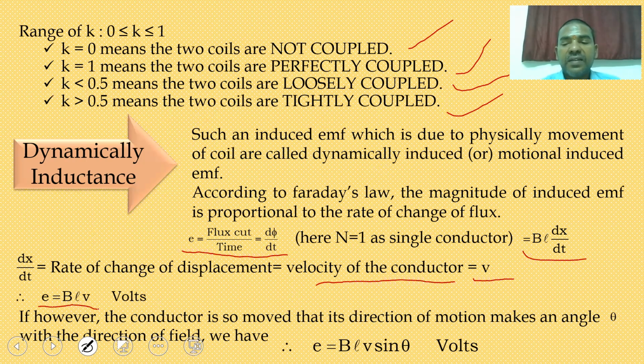If there is an angle of rotation theta, then you have to consider the equation E is equal to B into L into V into sin theta. So if an angle of motion is there, you have to use this equation. If the angle of motion is not there, then you can use the above equation, B into L into V. Are you understanding? These are the induced EMFs with respect to those derivations.